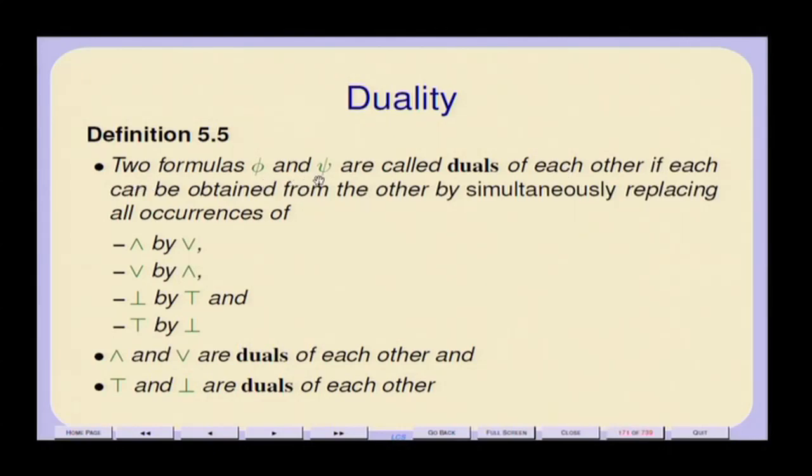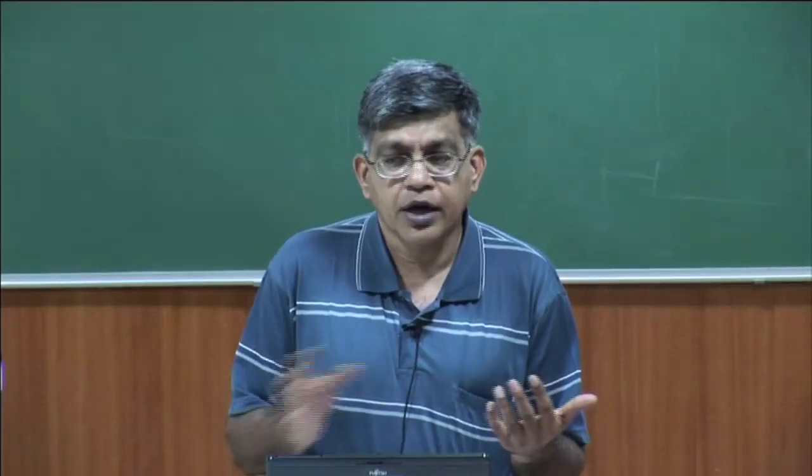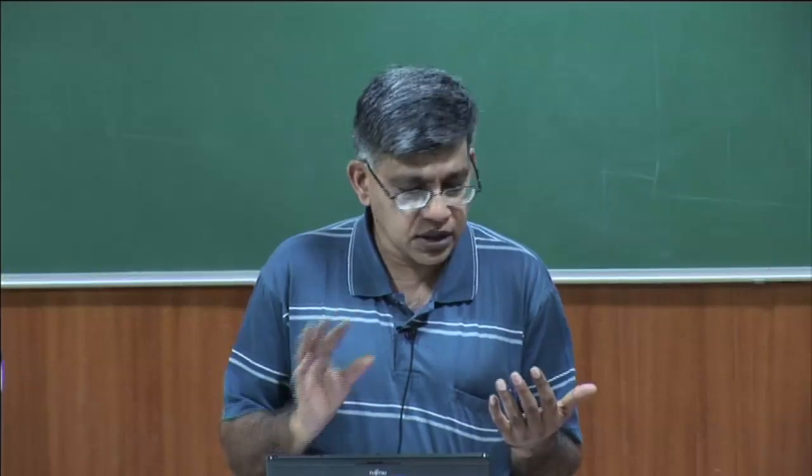So, the notion of dual is just this: two formulas phi and psi are called duals of each other if each formula can be obtained from the other by simultaneous replacement of these. So, you replace all ANDs by ORs, all ORs by ANDs, all bottoms by tops and all tops by bottoms. So, you take the formula phi and you get its dual, phi dual, where the tree structure of phi and phi dual, and in fact even the sentential structure, is otherwise the same, except that all the operators have been replaced by their duals, right.